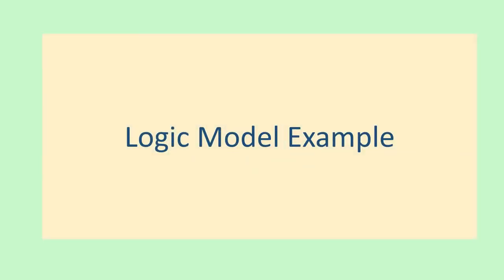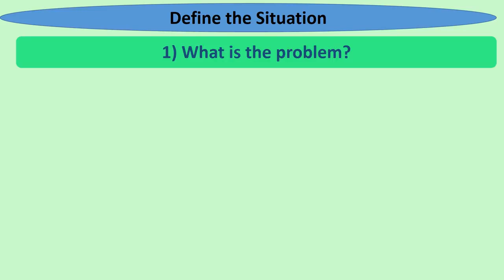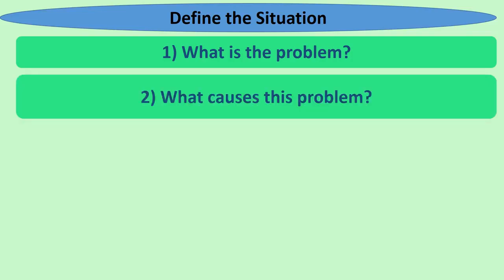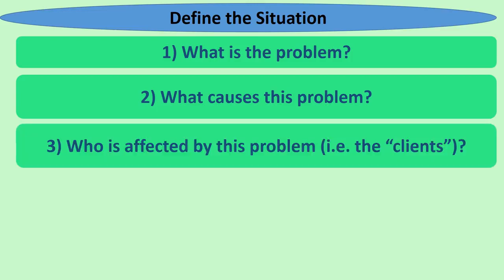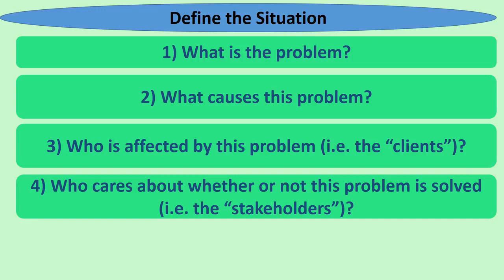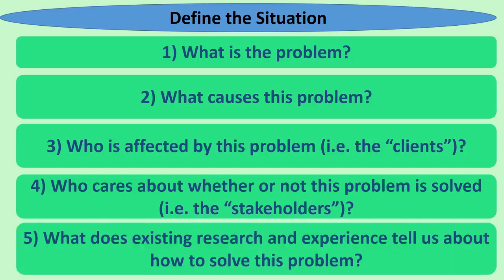Let's look at an example. The first step in creating a logic model is to define the situation that the program is designed to solve. 5 questions can help guide this process. What is the problem? What causes the problem? Who is affected by this problem? Who cares about whether or not this problem is solved? And what does existing research and experience tell us about how to solve this problem?